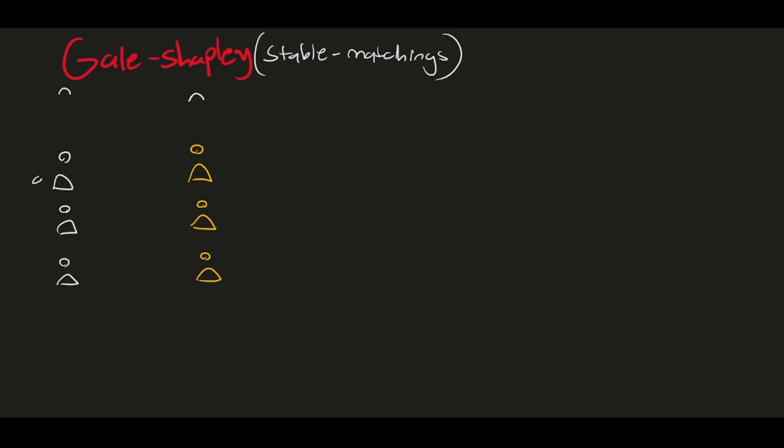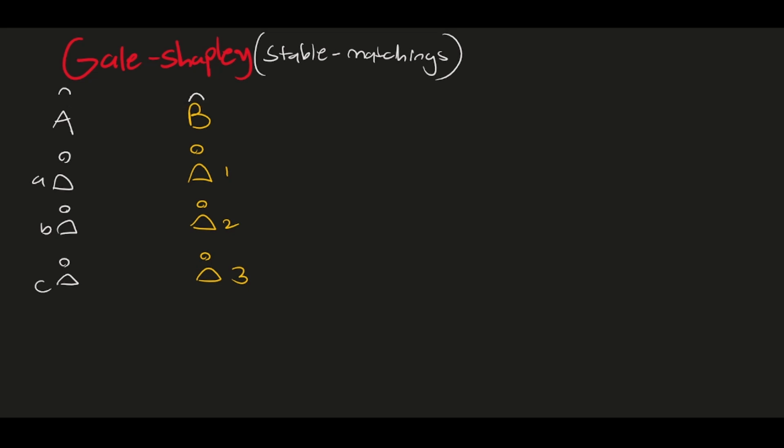Let's give these people names. We have A, B, C, and 1, 2, 3. Let's just call this set group A and this set group B. And they're both n people over here and n people over here.